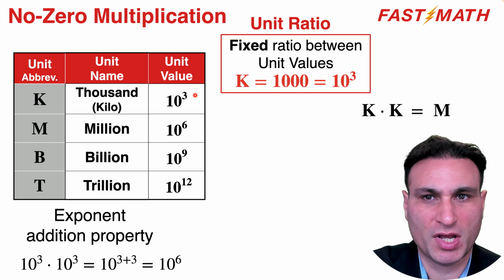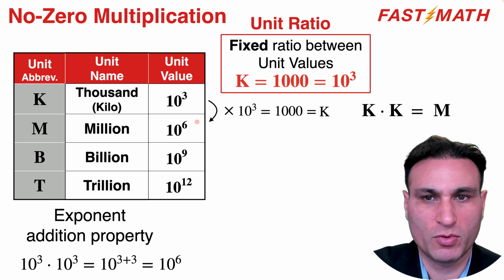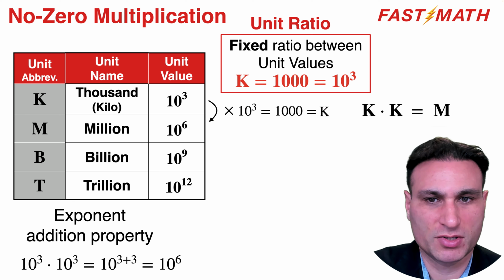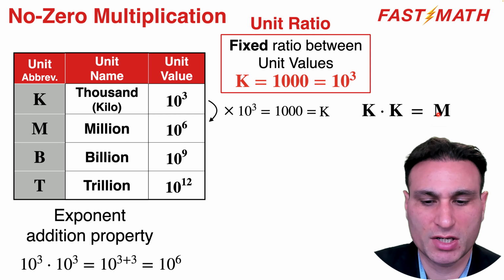Now, the exponent of 10 increases by 3 with each successively larger unit. This means that multiplying a unit by 1,000, which is 10 to the third, and which we abbreviate by K, increases the exponent by 3, which takes us to the next larger unit, meaning each unit value is 10 to the third or 1,000 times the prior unit value. So starting at 1,000, which is 10 to the third, and multiplying by 10 to the third, which is 1,000 or K, you increase the exponent by 3 to get 10 to the sixth, which is 1,000,000. Using abbreviations, K times K equals M.